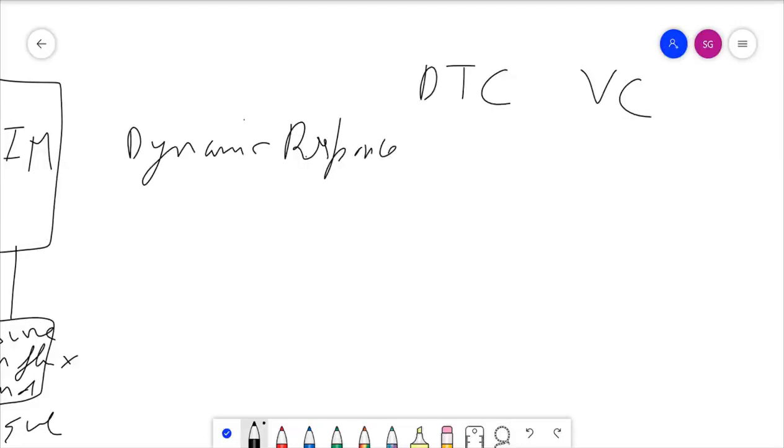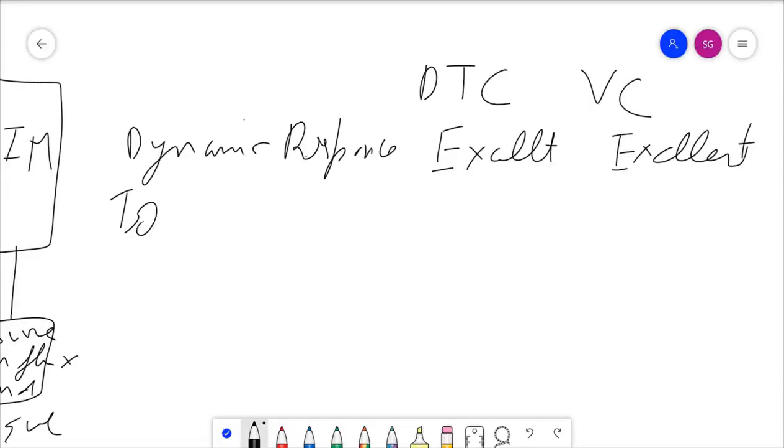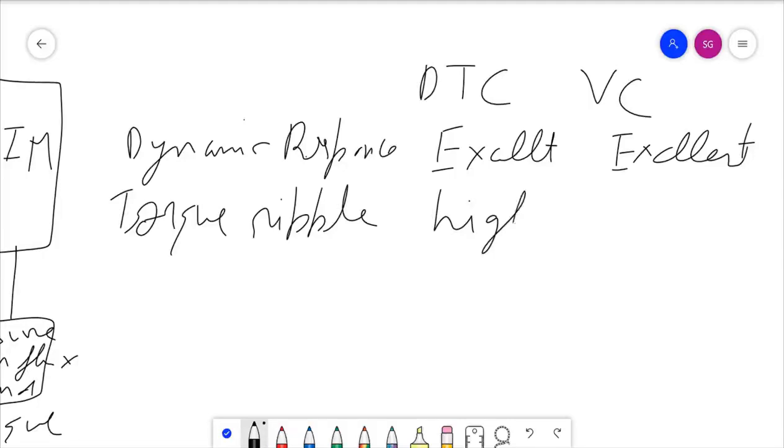The dynamic response for both direct torque control and vector control is excellent. The dynamic response is very good in comparison to all those voltage control methods, frequency control method, and resistance control method. If we see the torque ripples, we are controlling torque, so it is very necessary to see how much this torque is varying. So this is high in direct torque control method and low in vector control.